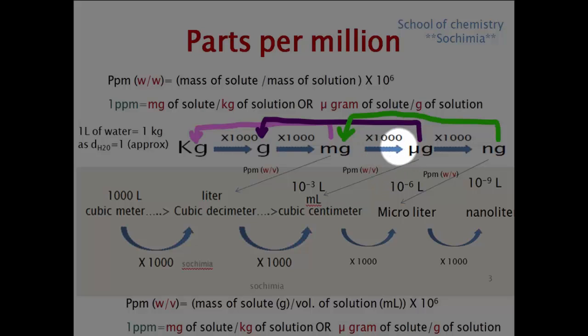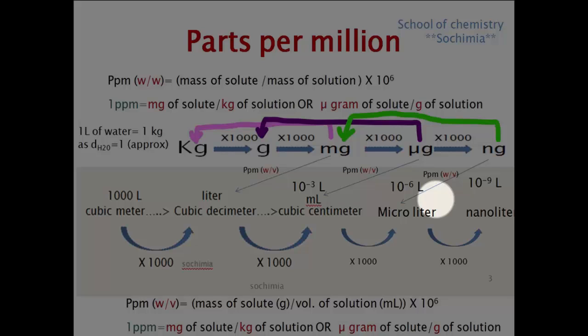Say you have 10 microgram of a specific solute dissolved per ml of solution, then it will be 10 parts per million weight by volume. Likewise, nanogram per microliter is also part per million weight by volume. Say 100 nanogram of a particular solute dissolved per microliter, then we can say that is 100 parts per million. So this is the whole concept actually.